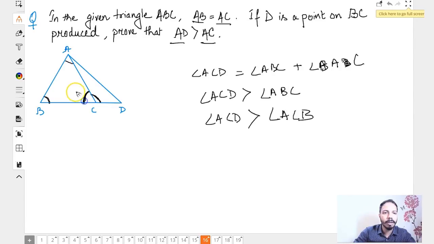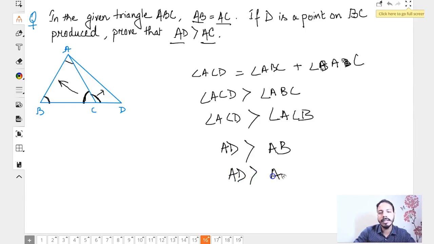The side which is opposite to this angle is AB. And what is the side which is opposite to this angle in this triangle? This is AD. So from here I can say that AD is greater than AB, and I know that AB is equal to AC. So from here I can say AD is greater than AC. So this is how you can prove this.